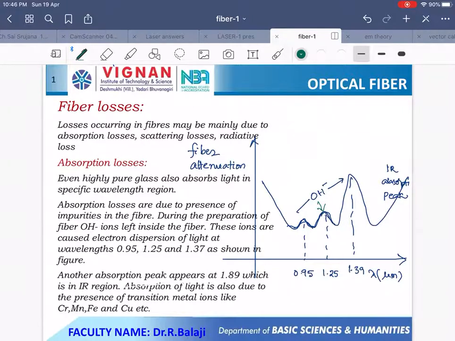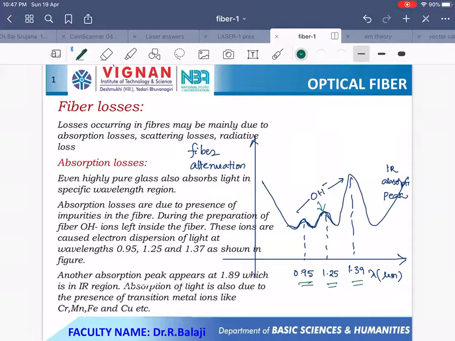The losses occurring in fiber may be mainly due to absorption losses, scattering losses, and radiative losses. Absorption losses are due to the presence of impurities in the fiber. In the preparation of optical fiber, by default it consists of OH minus ions. These ions cause electronic dispersion of light at wavelengths 0.95 micrometers, 1.25 micrometers, and 1.39 micrometers as shown in the figure.